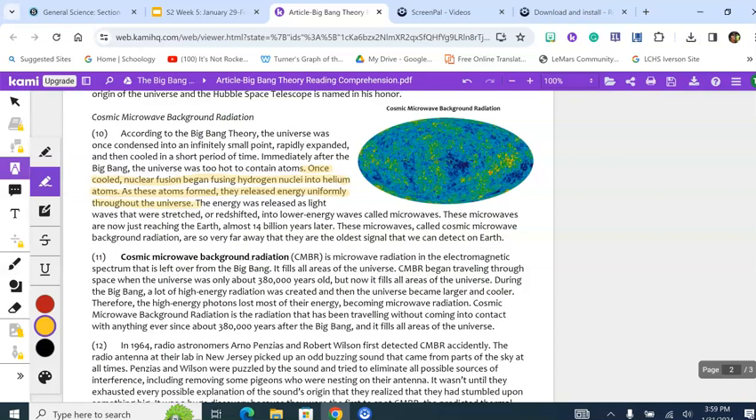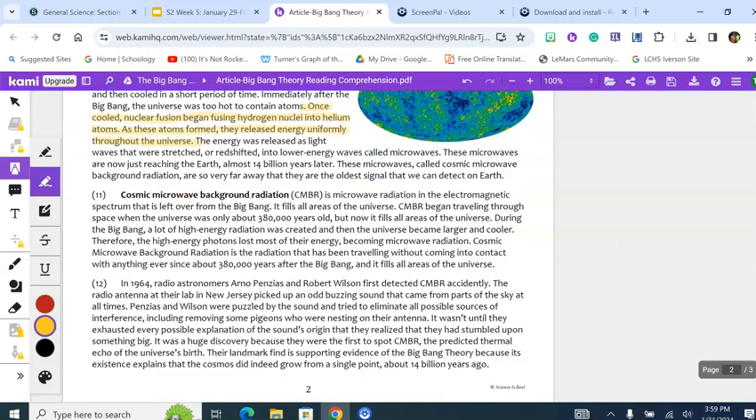The energy was released as light waves that were stretched or redshifted into lower energy waves called microwaves. These microwaves are just now reaching the Earth almost 14 billion years later. These microwaves, called cosmic microwave background radiation, are so very far away that they are the oldest signal that we can detect on Earth.